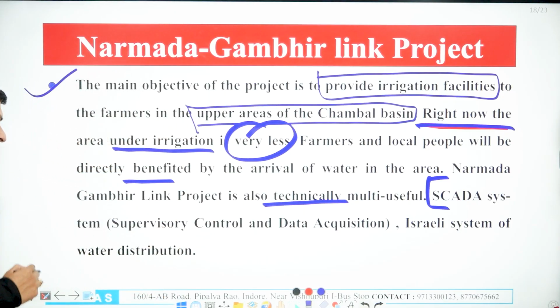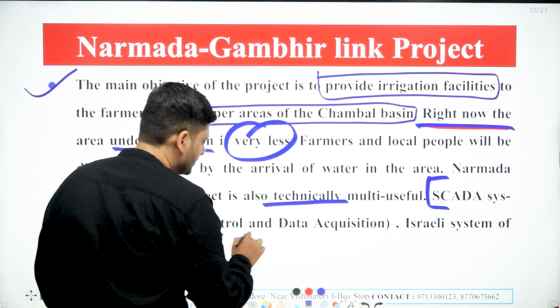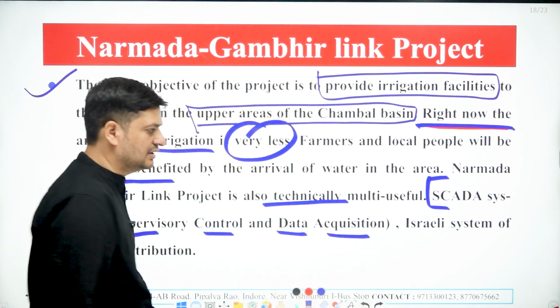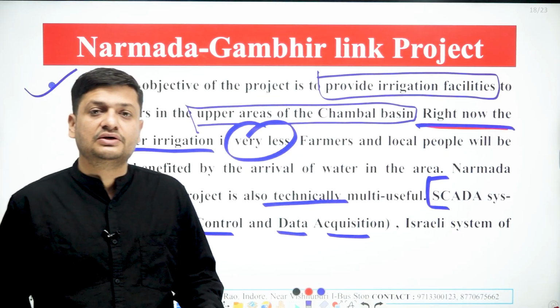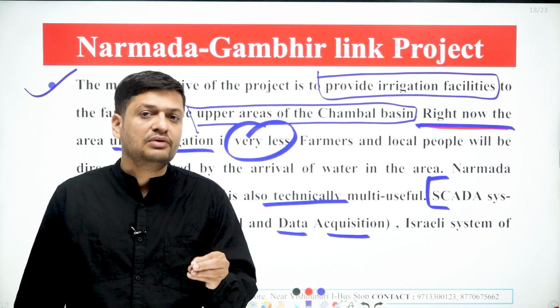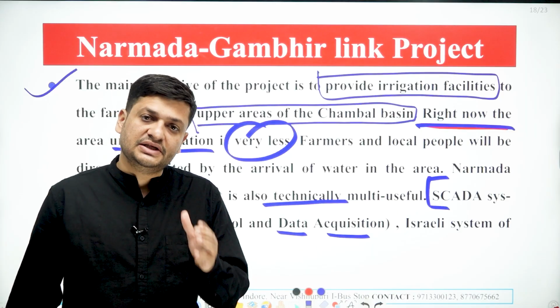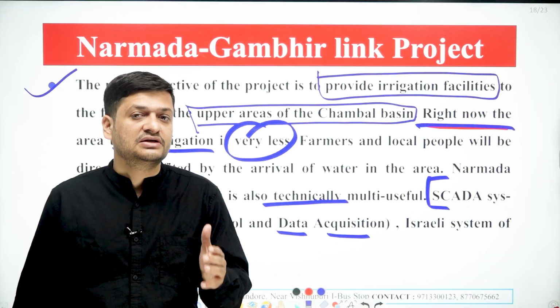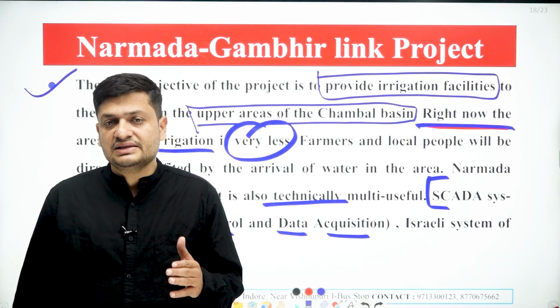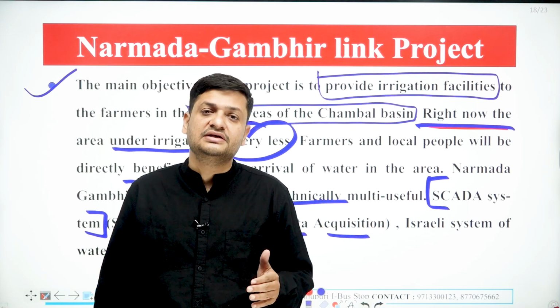What is happening with the SCADA system? This river is being transferred. What do you mean by this system? It is the supervisory control and data acquisition method. The farmers were getting direct benefit of this Israeli technology. This technology has been provided to us by Israel. The Israelis are very excellent in their irrigation methods.